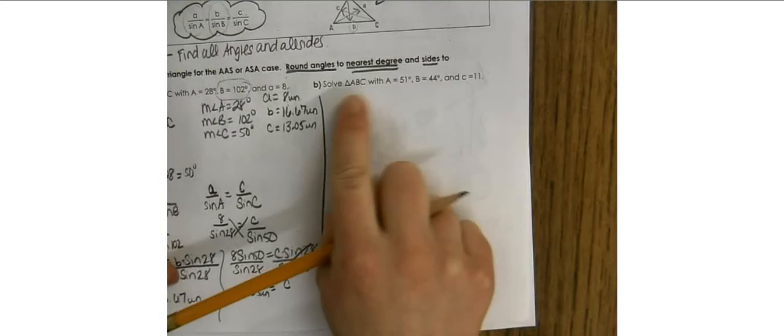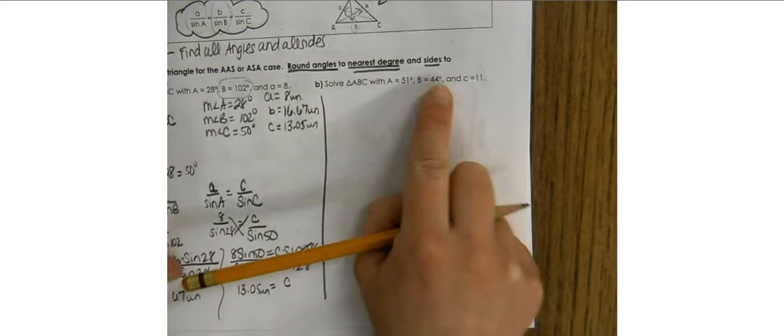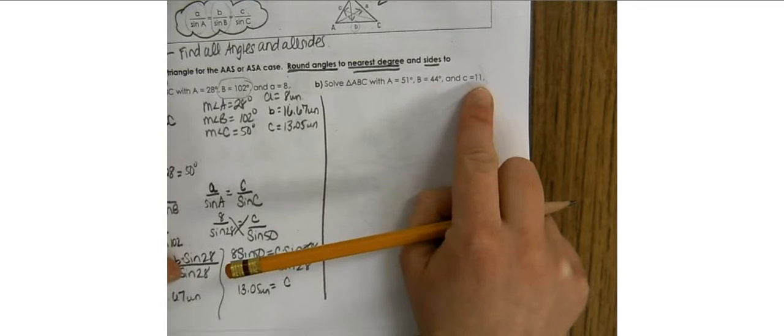Letter B, I am told that in triangle ABC, angle A is 51, angle B is 44 degrees, and I'm given what little c is. So in this problem, I don't know what type of triangle I have, so I'm just going to write that this is angle A, here's angle B, and I'm going to call this angle C. And little a is across from angle A, little b is across from angle B, and little c is across from angle C. So I know that angle A is 51 degrees, angle B is 44 degrees, and little c is equal to 11. So I'm going to write the information that I do know.